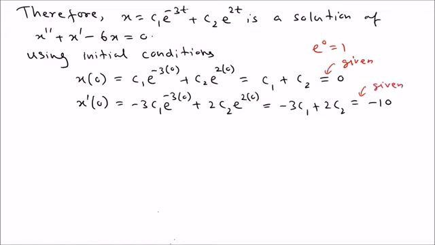Now the goal is to solve these two equations: c1 plus c2 equals 0, and negative 3 c1 plus 2 c2 equals negative 10. I'm going to call these equations 1 and 2 to make it easy. Maybe you learned how to solve these in high school or middle school. There are two methods. One is to solve for one variable and substitute into the other. I do not recommend that method because it's pretty long, so we are not going to do that. We're going to use matching coefficients because that's much faster.